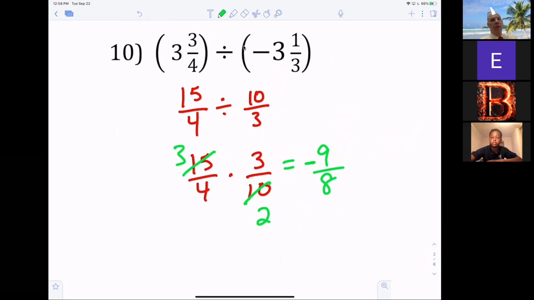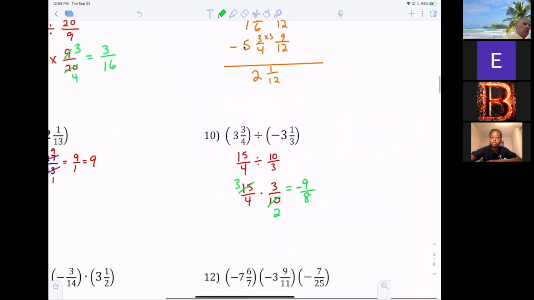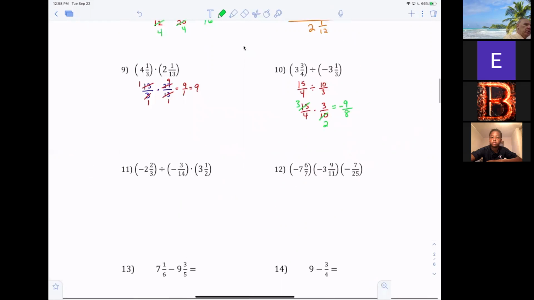All right? So again, always double check, please, for me tomorrow, your signs. Double check your signs. I have a question. All right, here we go. Uh-oh. Now they're starting to get a little bit longer.